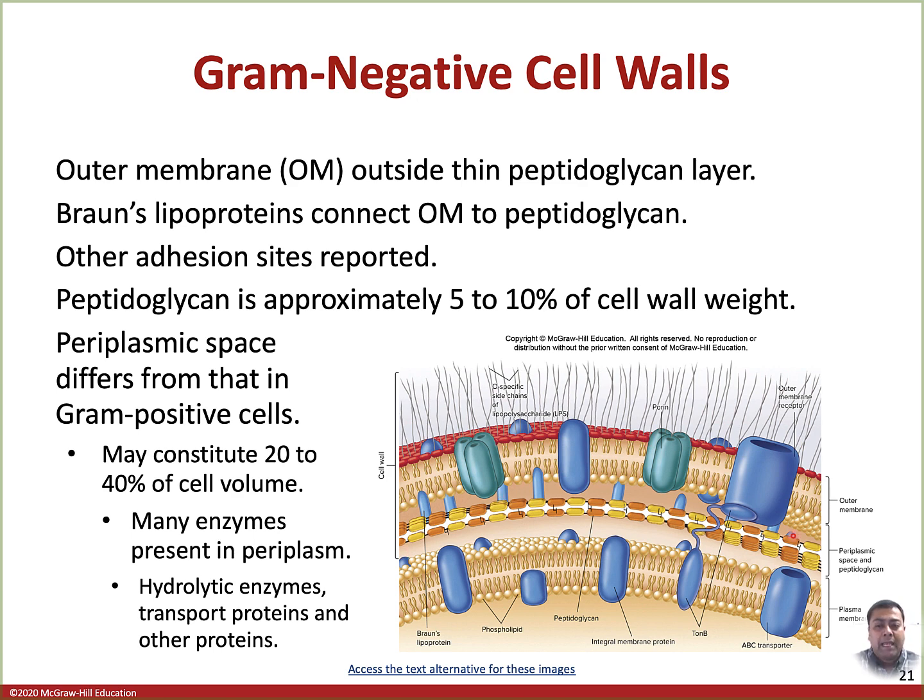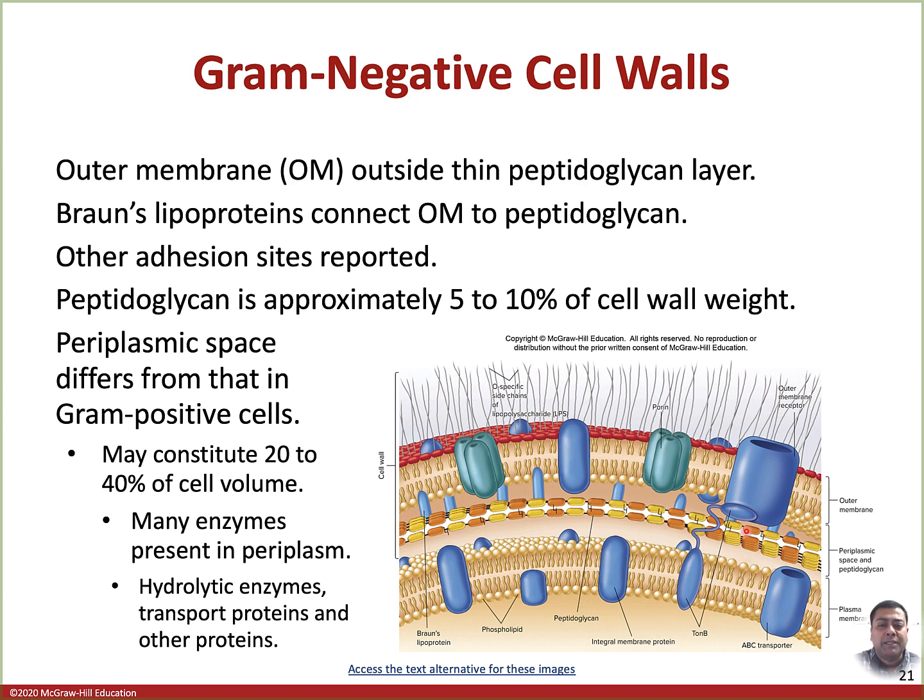The peptidoglycan is approximately 5 to 10% of the cell weight, whereas in a gram-positive cell wall, the peptidoglycan will be almost 90% of the cell wall weight. The periplasmic space also differs. It may constitute about 20 to 40% of the cell volume in gram-negative bacteria.